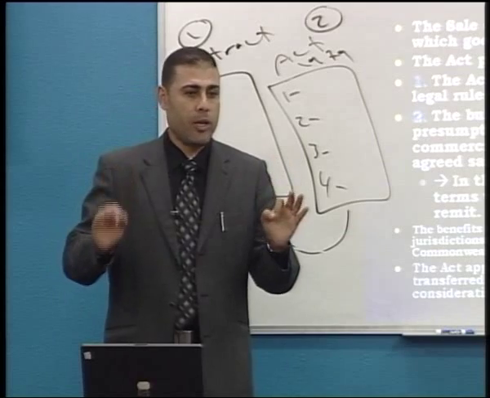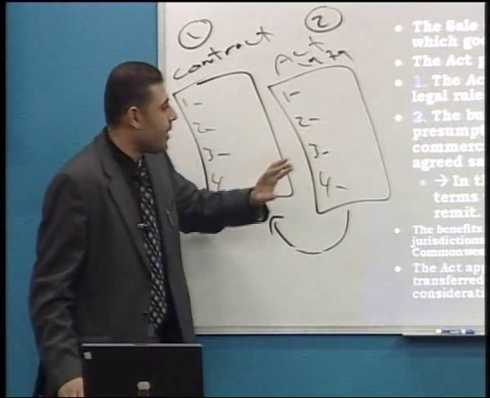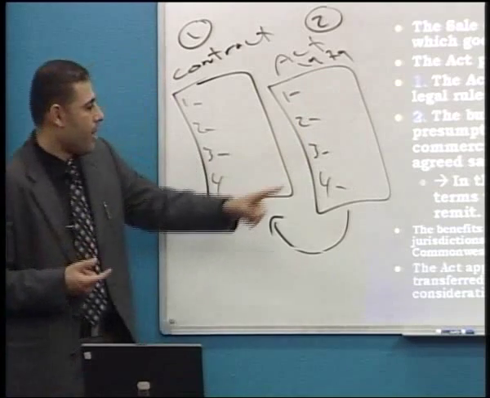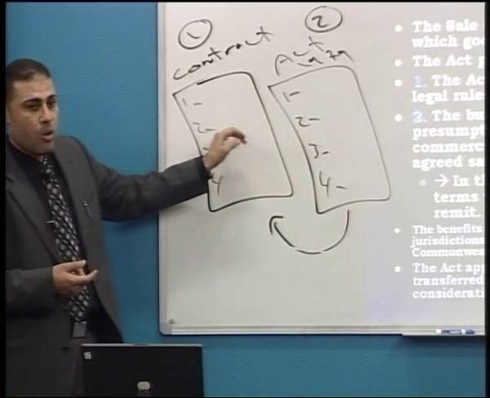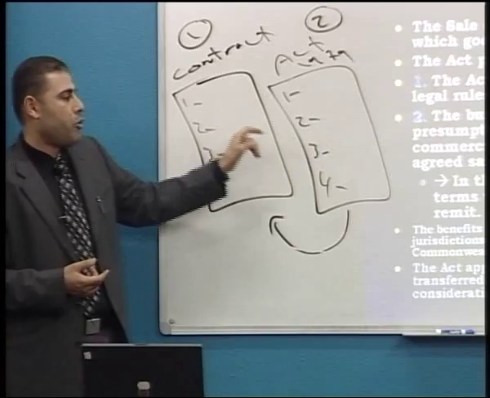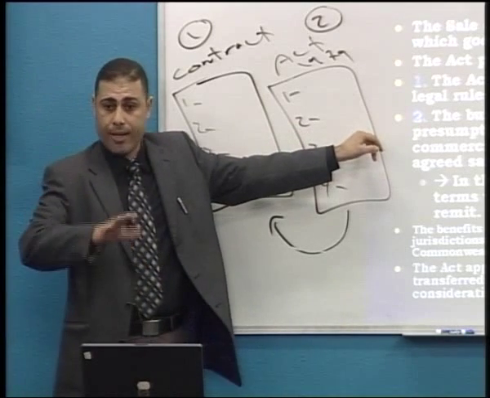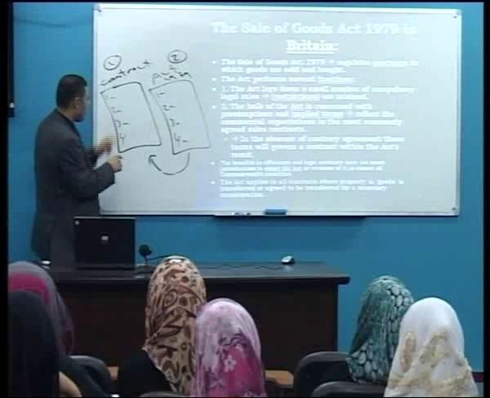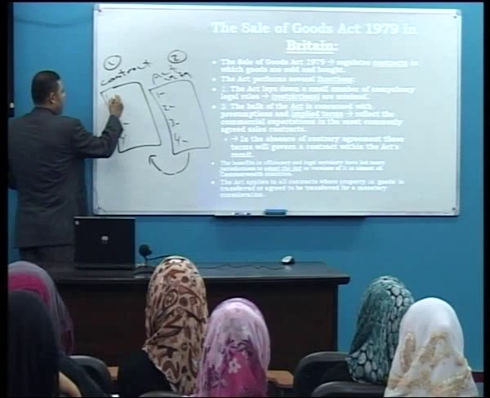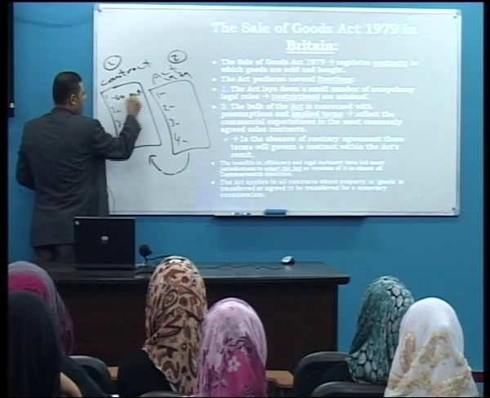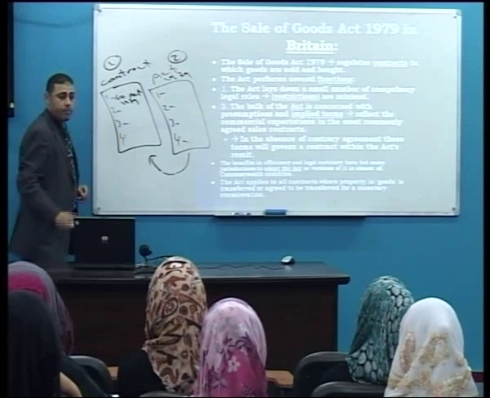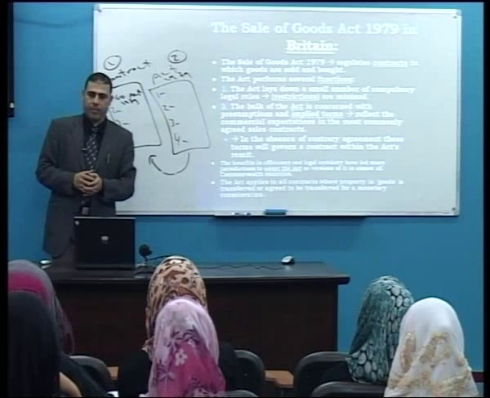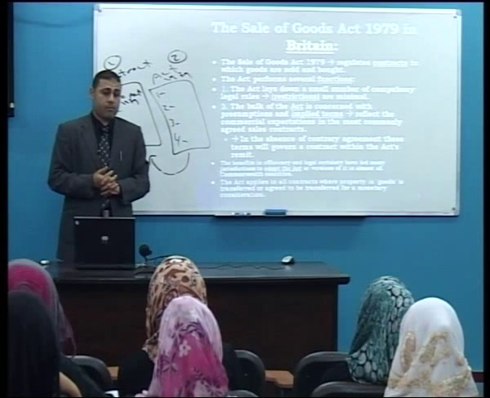We can exclude the law. We can completely exclude this law. It's up to us, because this law would complete our minds, would complete our intention. And if we don't want this act, we can exclude it, cancel it completely. We can state in the contract, here, no act of 1979. We don't want it. It's up to us. By this, we are excluding the 1979 Act of Sale of Goods.